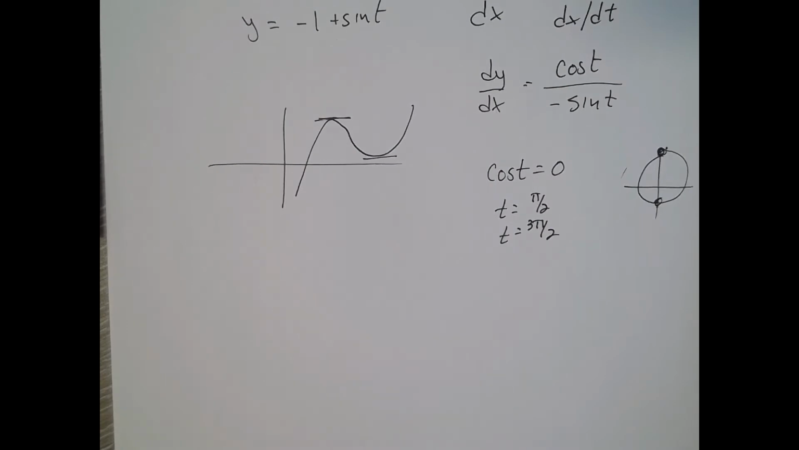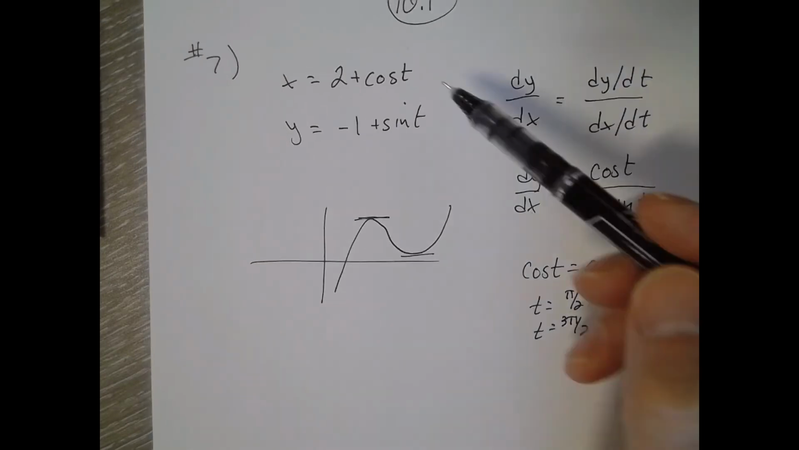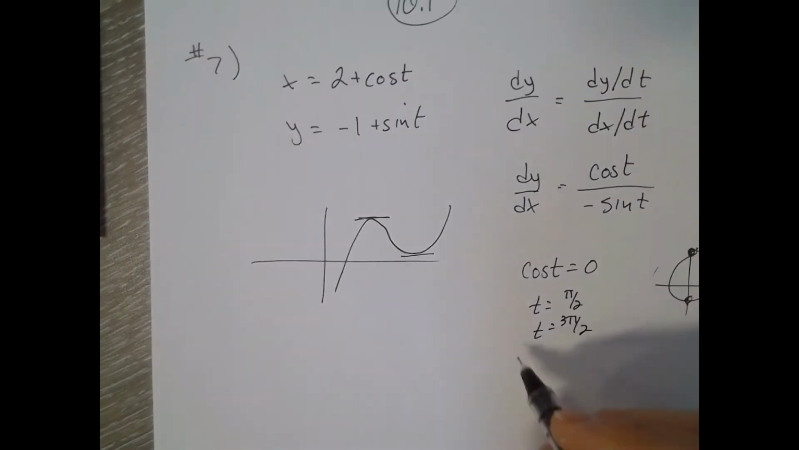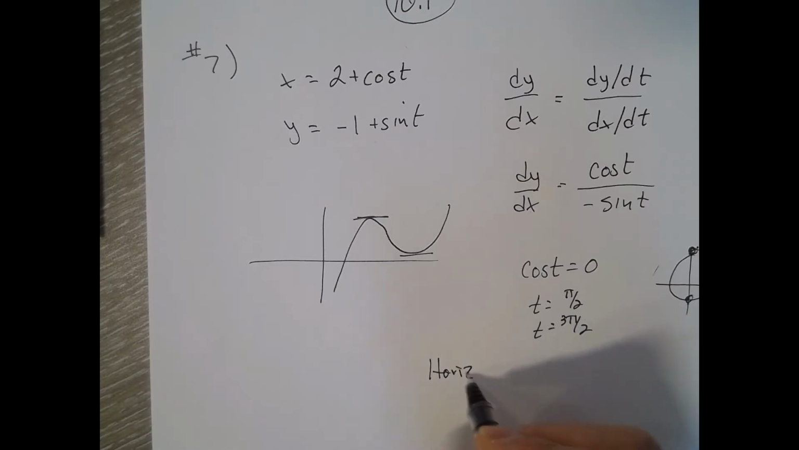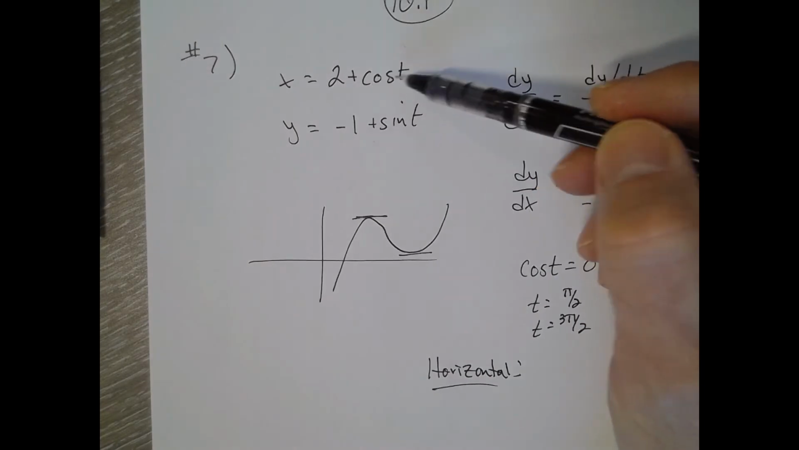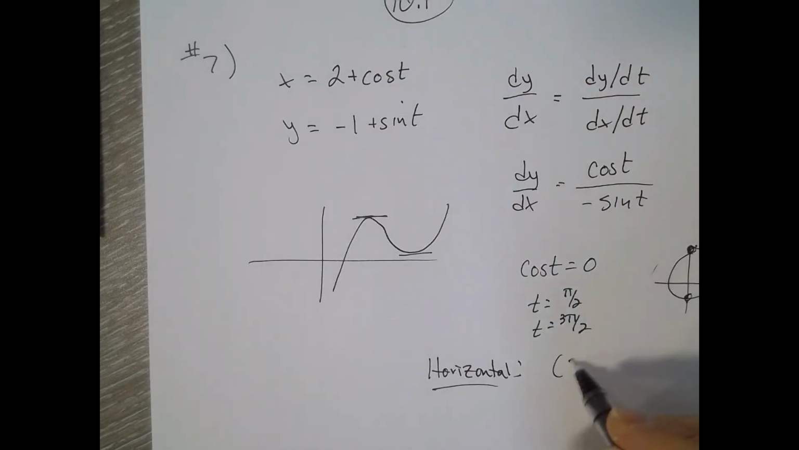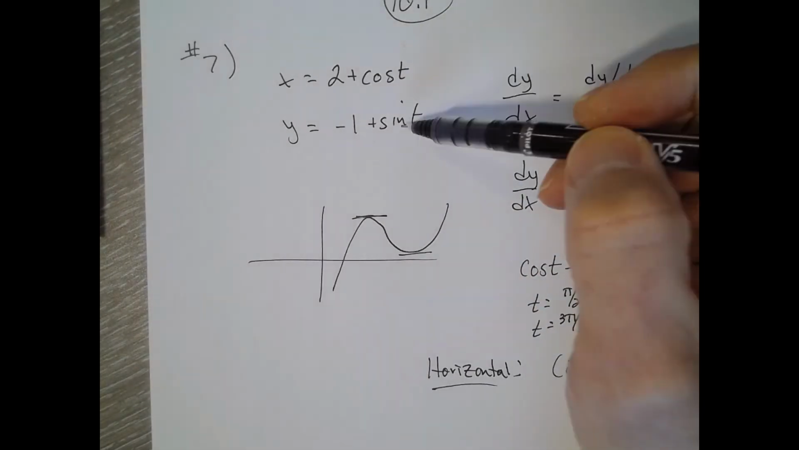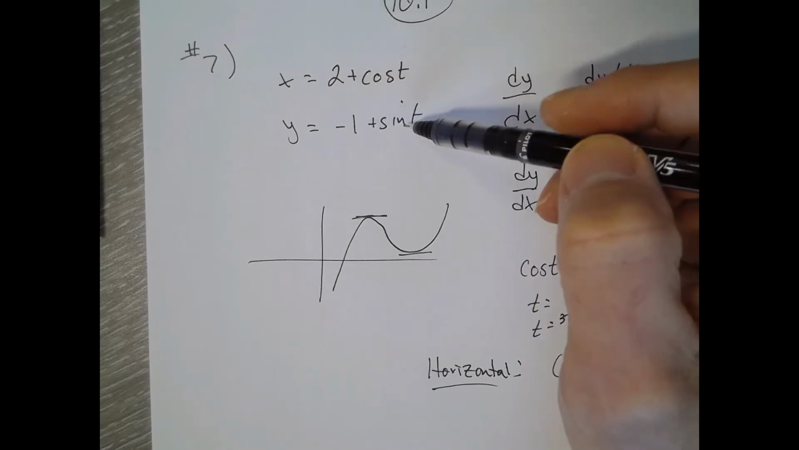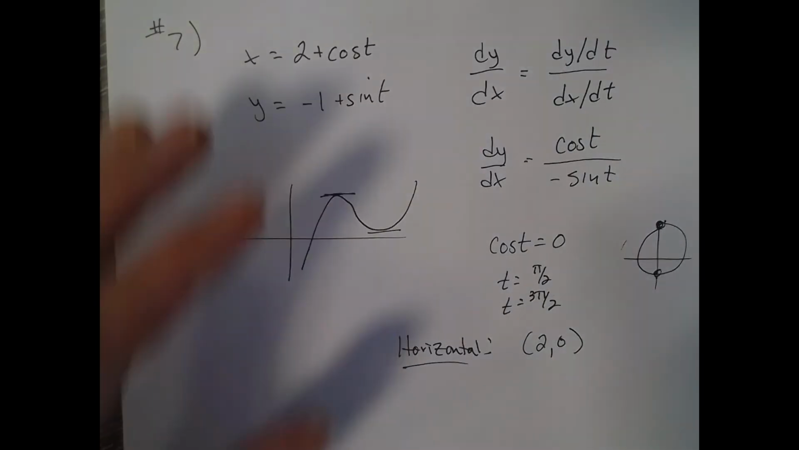Well, those are still times, but they aren't ordered pairs on the graph where it occurs. So if I want to find the ordered pair, we plug pi over 2 into x and y. So the first horizontal tangent would be at cosine of pi over 2, that's 0, so 2, comma, plugging in pi over 2 here, sine of pi over 2 is 1, negative 1 plus 1 is 0. So our first horizontal occurs at 2, 0.